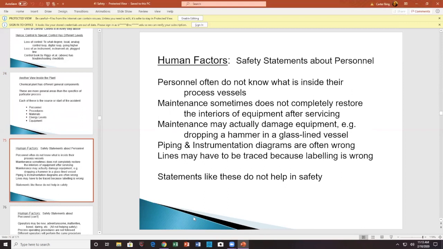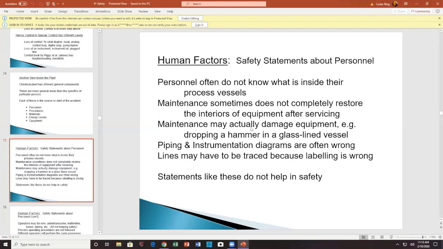Human factors, safety statements about personnel. Again, we have human beings here. Personnel often do not know what's inside their processing vessels. That's probably fairly accurate. If you go in and clean a process vessel, you should videotape it. Maintenance sometimes does not completely restore the interior of equipment after service.